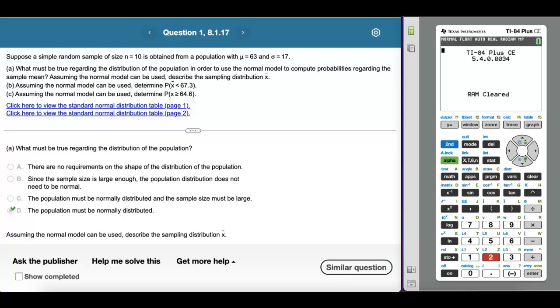In this question, we're told to suppose a simple random sample of size n equals 10 is obtained from a population with mu is 63 and sigma is 17. So that's the population's mean and standard deviation. And first off, we're asked about the shape of the distribution. So what must be true about the shape?